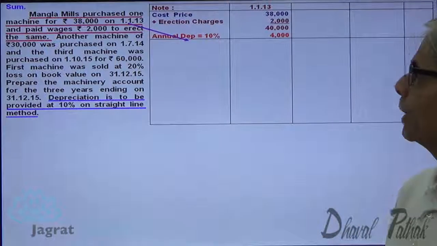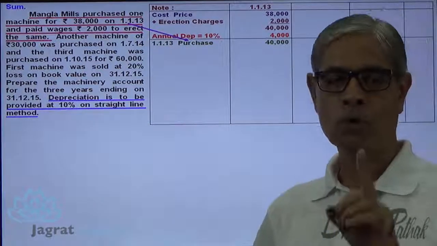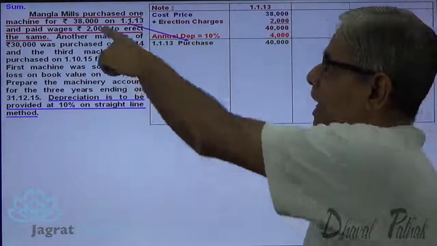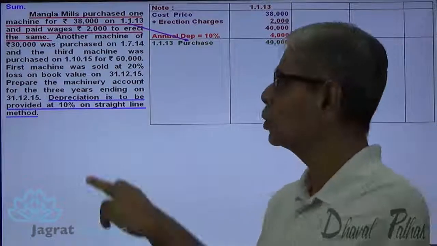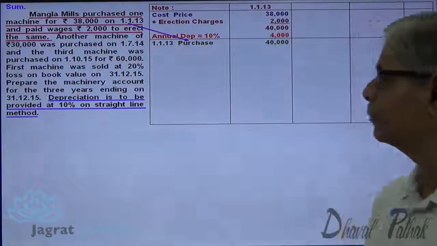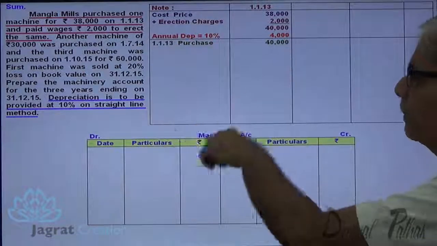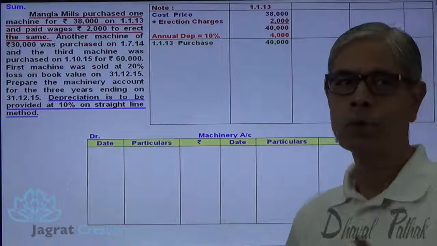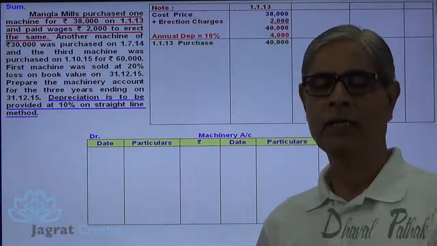Now the first machine purchased on 1/1/2013. So first of all the machinery is purchased for 40,000. Check issued 38,000. 2,000 cash paid. So I am supposed to write down the machinery account for 3 years. So here I prepare machinery account. On the debit side I will write the purchase of machinery. So machinery account debit 40,000. To bank account credit 38,000. To cash account credit 2,000.